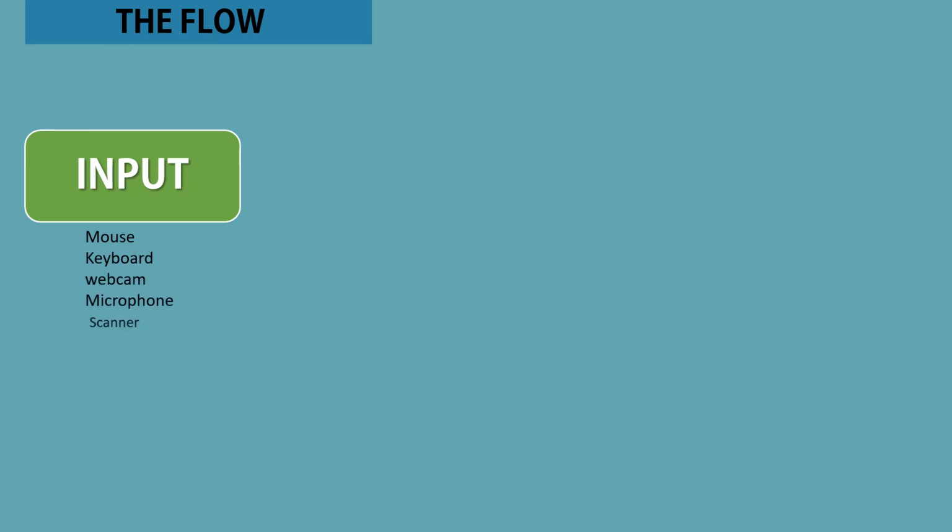Now we go to the flow, the sequence of how data flows from input down to output. We're going to explain it one by one. First, input. What are input devices? Input devices comprise the following examples: the mouse, the keyboard, the webcam, the microphone, the scanner. Those are what we call input devices, the ones who send data into the computer.